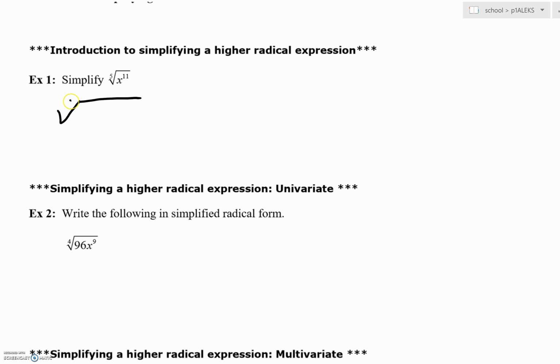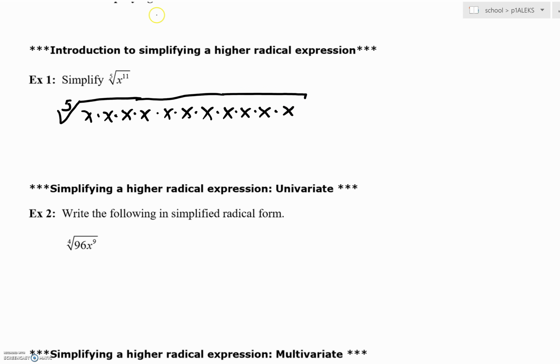First off, the most direct way would be to literally write out 11 x's. And that can be a little tedious. 1, 2, 3, 4, 5, 6, 7, 8, 9, 10, 11. It'll just take you a moment to do that. But the bottom line is this. You have a fifth root. Because it is a fifth root, that's telling you look for groups of 5 of the same thing.